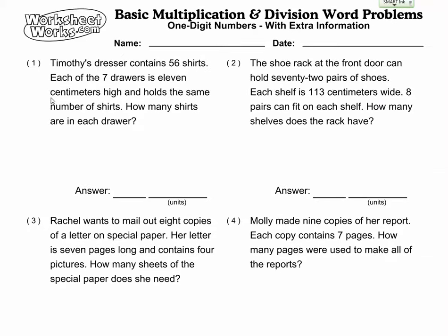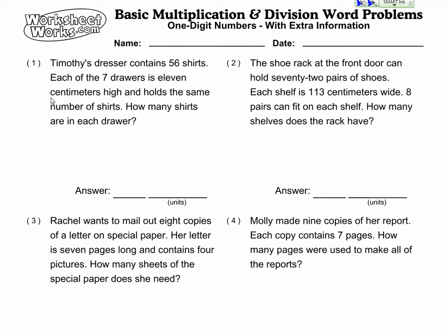So same thing, cube method. We're going to work our way through these. Number 1. Timothy's dresser contains 56 shirts. Each of the 7 drawers is 11 centimeters high and holds the same number of shirts. How many shirts are in each drawer?